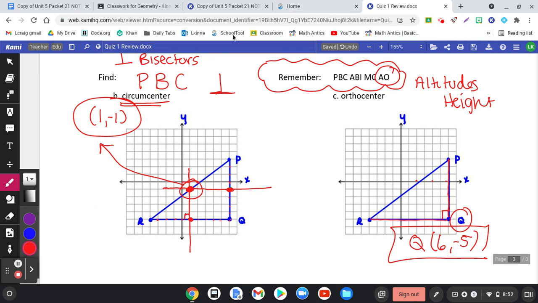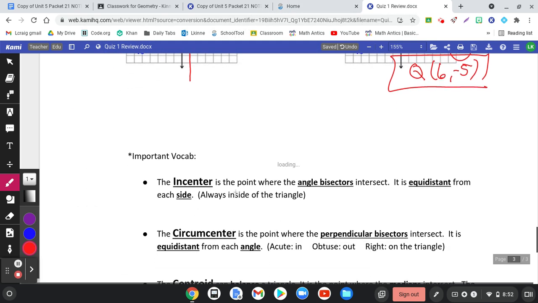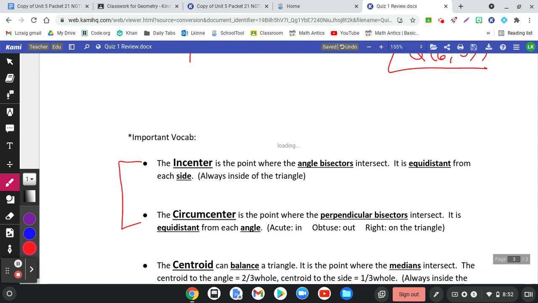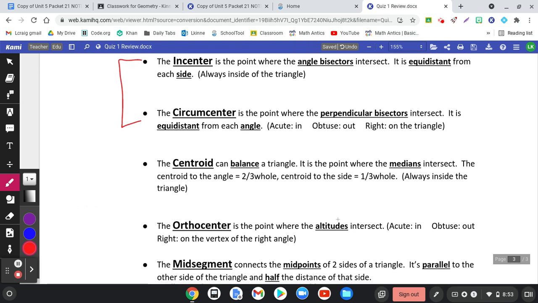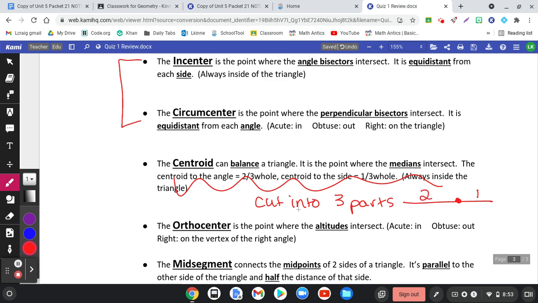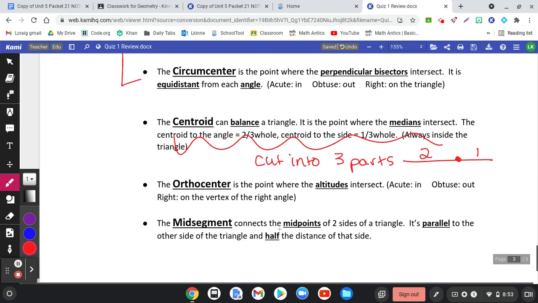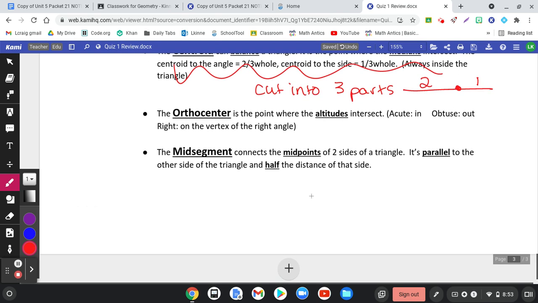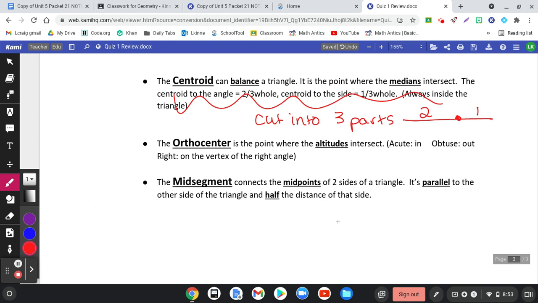Circumcenter is where your perpendicular bisectors come together. And then you've got your important terms down here. Incenter is your angle bisectors. It's the same distance to each side. Circumcenter is made up of perpendicular bisectors. It's the same distance to each vertex. These are opposite each other. The centroid is made up of medians, but again, it's cut into thirds. So if you've got a little part and a big part, if this is 1, the big part's 2, okay? Orthocenter is altitudes, and midsegment is connecting your midpoints. And it's parallel and half the distance.